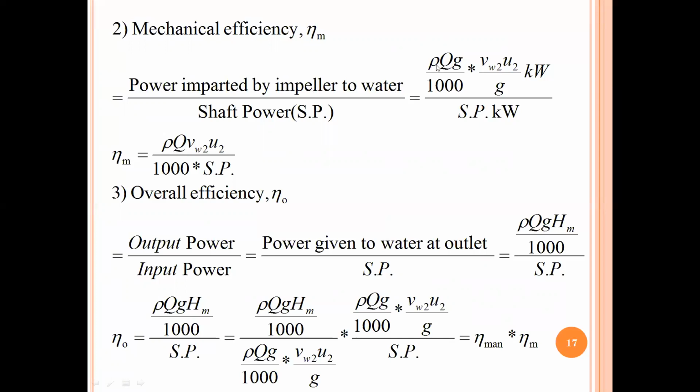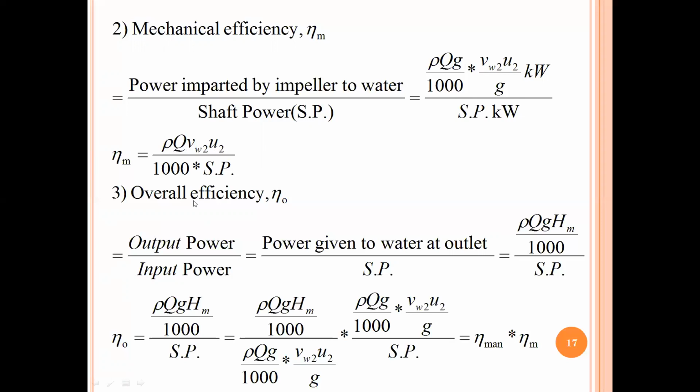So that is nothing but again rho Qg by 1000 into H value, which is substituted as VW2U2 by g. I'm writing this separately to avoid confusion. So this is actually your H. So rho Qg into H is my formula, divided by 1000 I'll be getting in kilowatt, divided by shaft power in kilowatt. If I simplify this, I'll be getting rho Q VW2U2 divided by 1000 into shaft power.